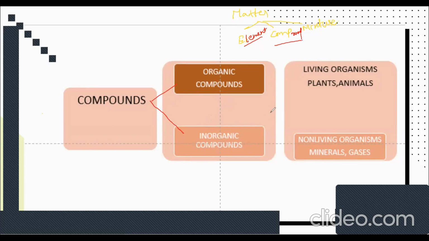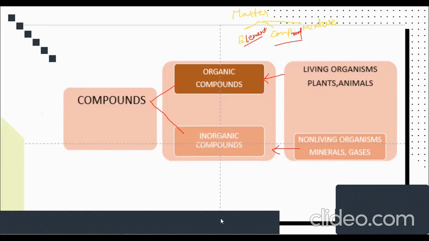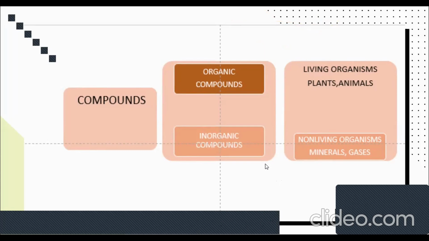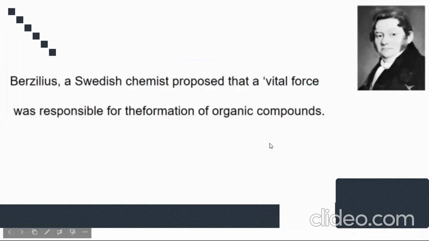Now, living organisms, plants and animals, all come under organic compounds, whereas non-living things like minerals and gases all come under inorganic compounds. So compounds can be classified into two kinds: organic compounds and inorganic compounds. Under organic compounds, living organisms like plants and animals, and under inorganic compounds, non-living things like minerals and gases.